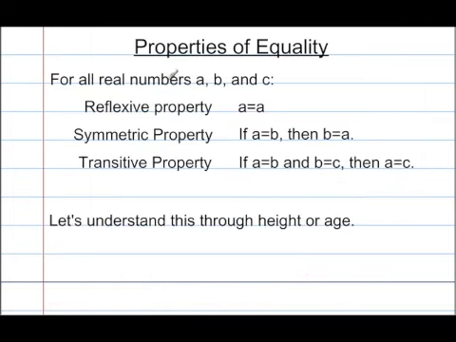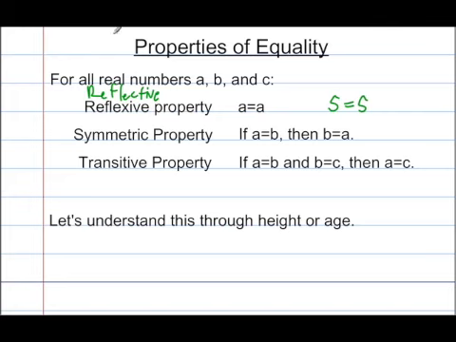Properties of equality. So for all real numbers a, b, and c, the reflexive property: a is equal to a. To remember reflexive property, try to think of what it sounds like. In a mirror, you see your reflection. So reflexive property is just saying that this a is also equal to a. It's equal to itself. So if you're measuring a table and you say the table is 5 feet, that is equal to 5 feet. So it's just talking about the same thing.